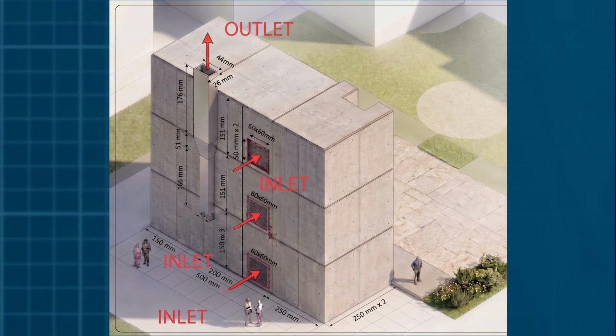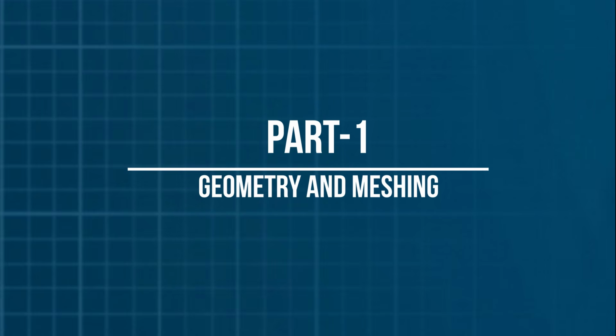We will build this geometry, mesh it, and set up the Fluent CFD solver, and then post process these results in CFD post processing. We will understand how the flow behavior takes place in this flow model. So let's get started. This is part 1 of this tutorial, in which we are going to see how to create this geometry and mesh this restored building with ventilation system.